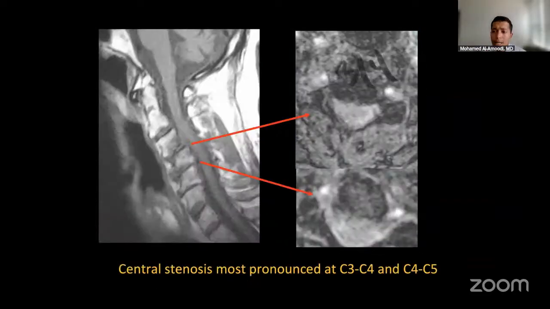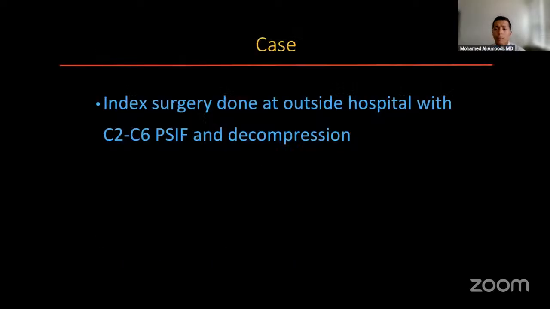So because the patient had myelopathy, advanced imaging was also obtained, including MRI, and there is central stenosis both at C3-C4. As Dr. Theologis has alluded, there's a high chance of central stenosis with these deformities, but also at the level below, at C4 to C5, as you can see on the cross sections on the right there. Next slide, please. So the index surgery, as I mentioned earlier, was done at the outside hospital, and they elected to do a C2 to C6 posterior spinal instrumented fusion, as well as decompression.